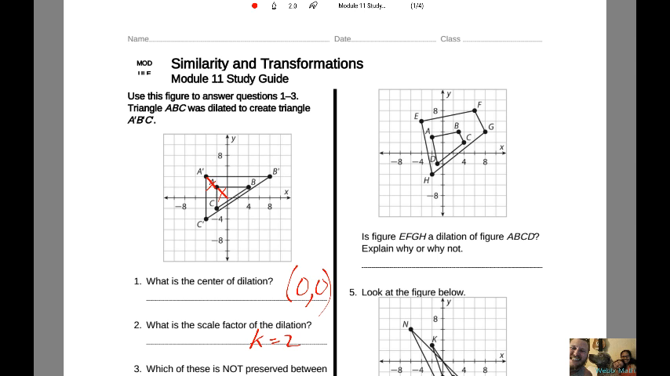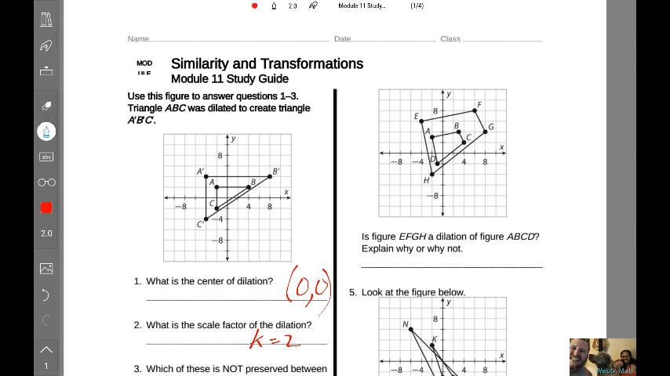So from 0, 0 to B, you go up 1 over 2, and from the origin to B prime, it's twice that distance. You could also use the distance formula and solve it that way. But even just visually, the origin to C is 1 diagonal, but the distance from the origin to C prime is twice the distance of C. So they're all going 2 times farther away from their center of dilation. That's a good sign. You're probably looking at a scale factor of 2.